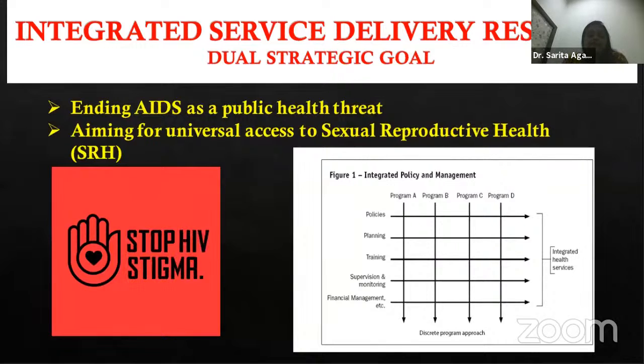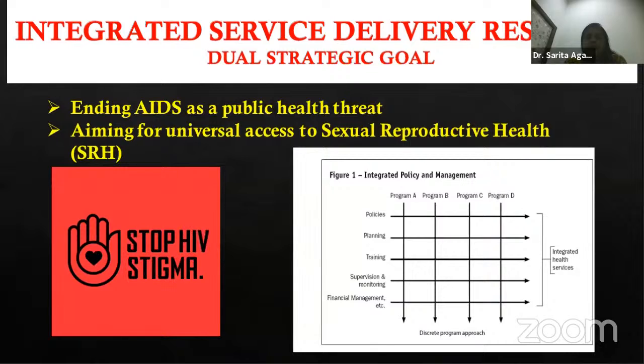Integrated service delivery response, therefore, is a dual strategic goal, not only for ending AIDS as a public health threat, but also aiming for universal access to sexual and reproductive health. When we talk about integration, what exactly do we mean by that? Two or three programs are integrated together right from policy making, planning, training, supervision and monitoring, financial management, and ultimately the delivery of healthcare to women at the grassroots level.